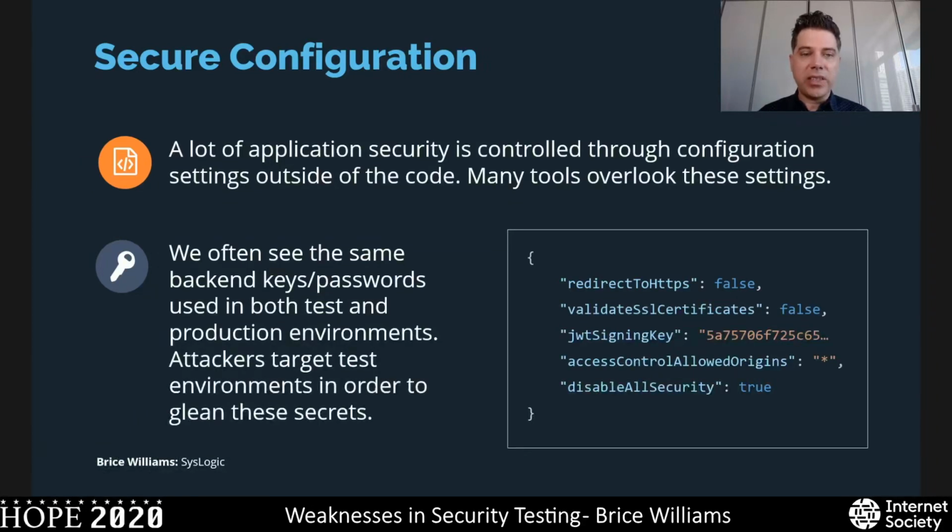We often see the same backend keys or passwords used in both test and production environments. And this, of course, allows attackers to take information that they learn from a test environment and apply it to a production environment if they have that sort of access. In this configuration snippet in the lower right, we see some common configuration settings like this. Redirect to HTTPS is set to false when it really should be true, or validate SSL certificates set to false when it really should be true.